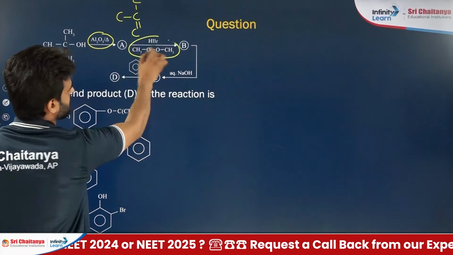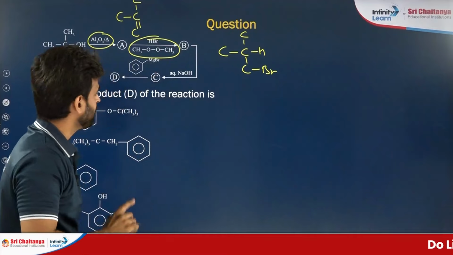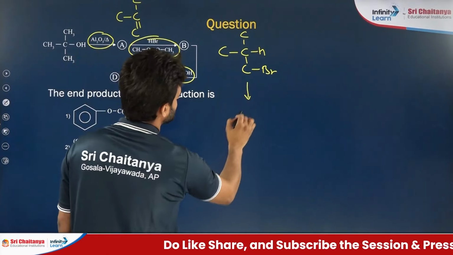HBr with peroxide will give anti-Markovnikov addition, right? So you will see here, what is B? B is this one, will give H here and Br here, right? Anti-Markovnikov product. Finally, it is aqueous NaOH. Aqueous NaOH will convert into what?